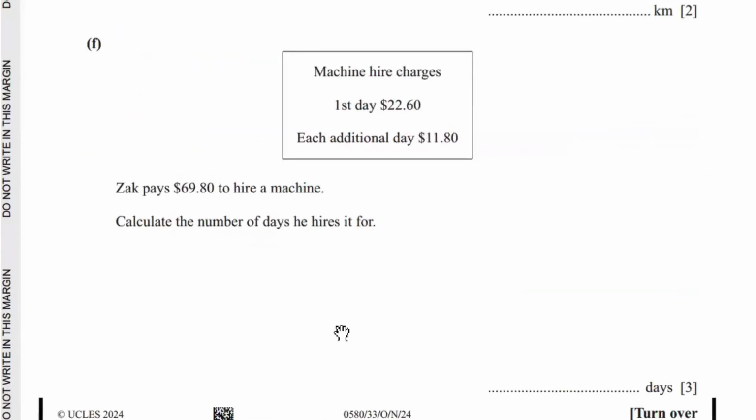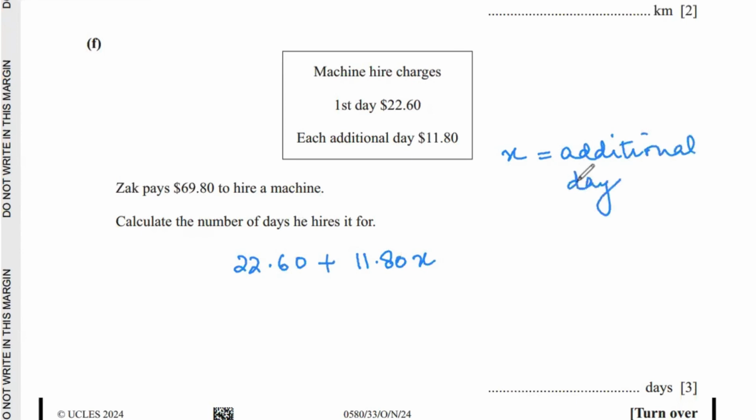Part F says Zach pays $69.80 to hire a machine. Calculate the number of days he hires it for. So the machine hire charges are, first day it's going to be $22.60, then each additional day it's going to be $11.80. So 22.60 for the first day plus 11.80 times x, x being the additional days. And this entire thing equals 69.80 because that's what he paid.